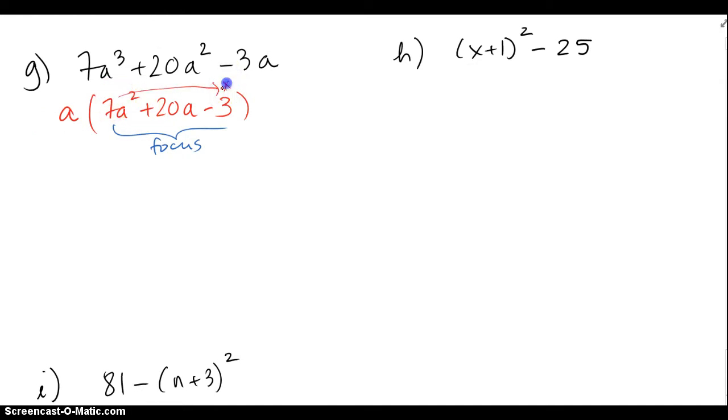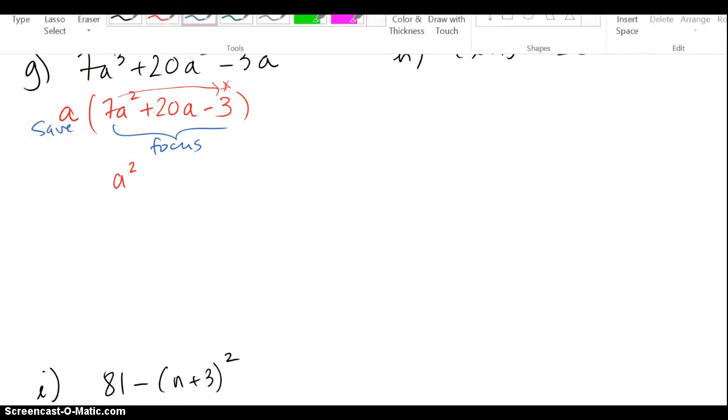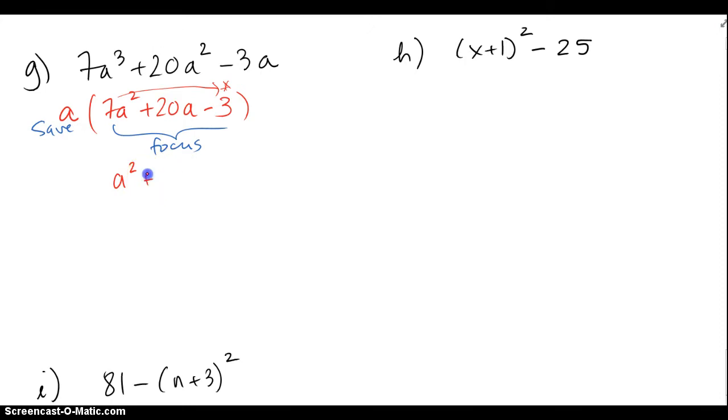I'm going to move the 7 up and multiply it with the -3, so it becomes a squared. Remember the first a, I'm just going to save this for later. And I'm going to end up with a squared plus 20a minus 21. Now I can try doing this simpler problem, product -21, sum positive 20.